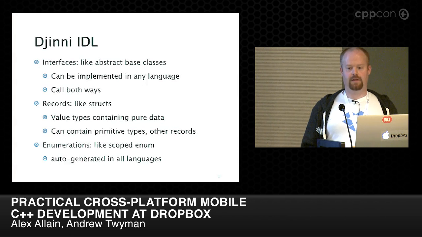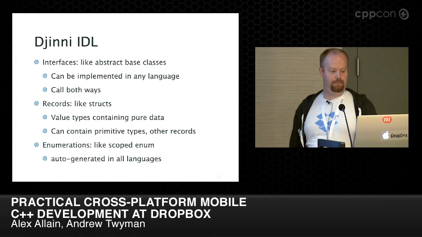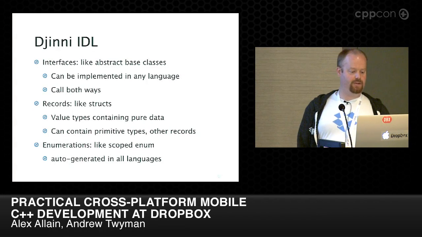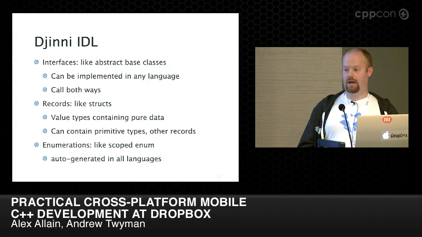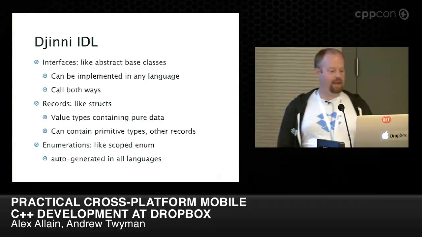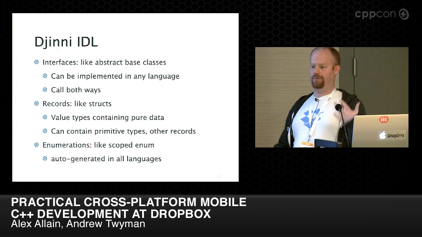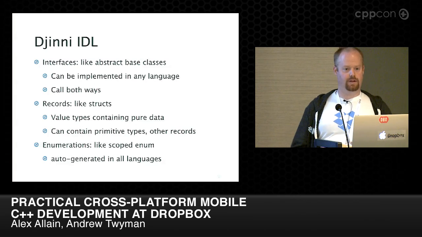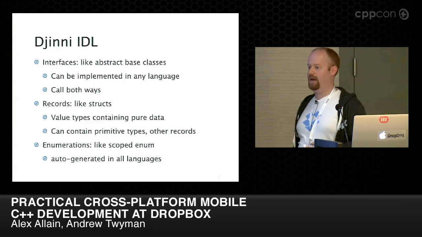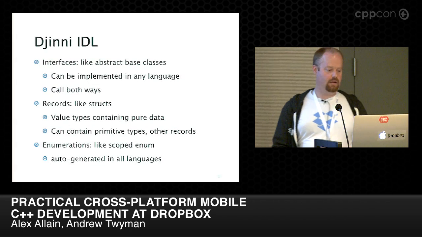We have records. Think of these as structs. They contain pure data. They can contain primitive types or other records by value, not by reference. And lastly, we support enumeration, so you can define enum constants once and have them appear in all languages. That was a terrible annoyance before we had that.